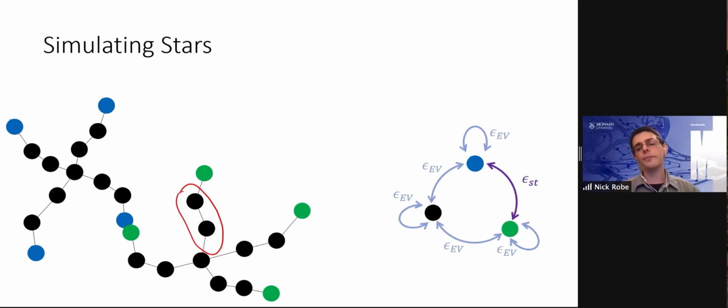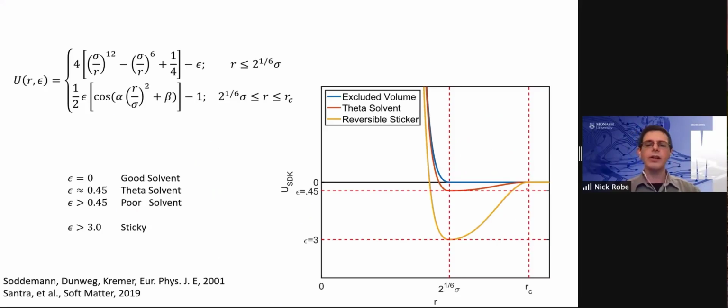kind of bead. And then there's these 2 types of stickers that just feel an excluded volume interaction with themselves, but when there's a cross interaction between the 2 different species, then we have a different, stronger interaction. The potential that we're using to model the associations between these beads is a modified Lennard-Jones potential due to Soddemann, Dünweg, and Kremer.